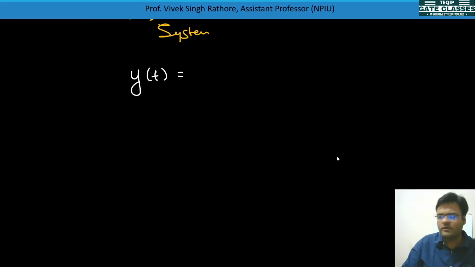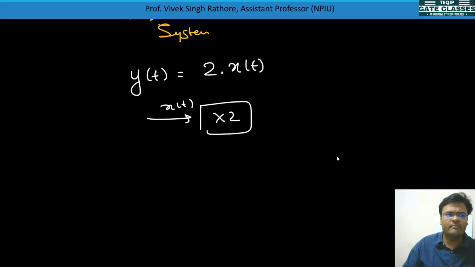So how can we judge it? Let's suppose a system y(t) = 2 x(t). By seeing this system you can understand that the input is x(t), and it is doing only multiplication, nothing more than that. There is no storing element, so this system will be called static.